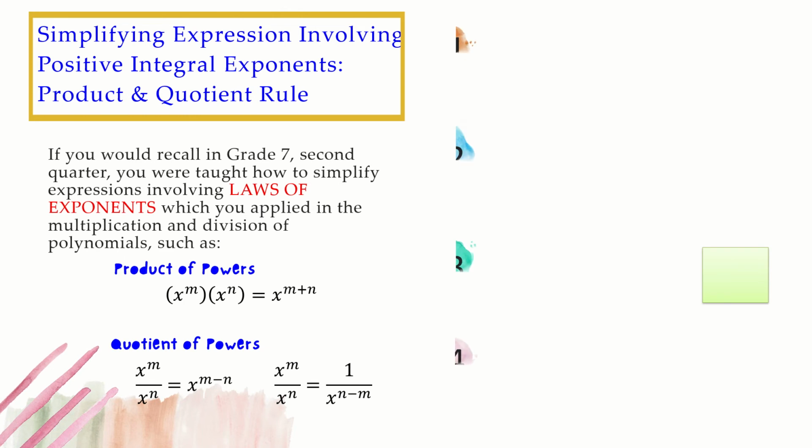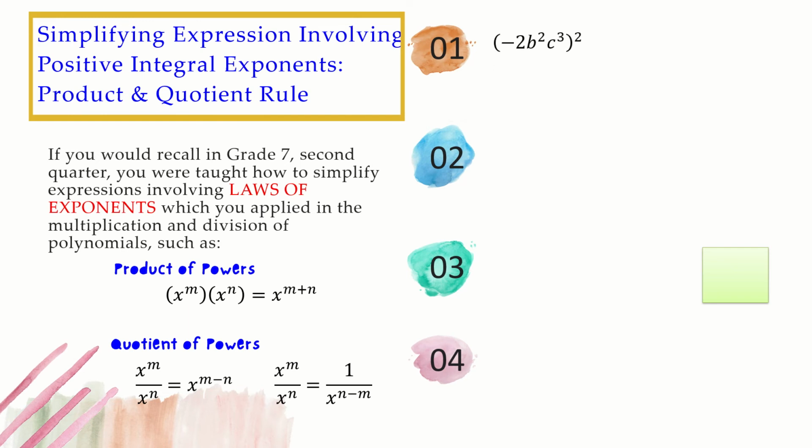But let us try to review a few examples using these laws of exponents. Number 1 example. The given is the square of the product negative 2b square c cube is equivalent to, if we interpret the law of exponent, the exponent 2 means how many times we multiply the base by itself. So the base here is negative 2b square c cube. So with exponent 2, we write the product twice. So as you can see, that is equivalent to negative 2b square c cube times negative 2b square c cube. Two of them, because the exponent is 2.